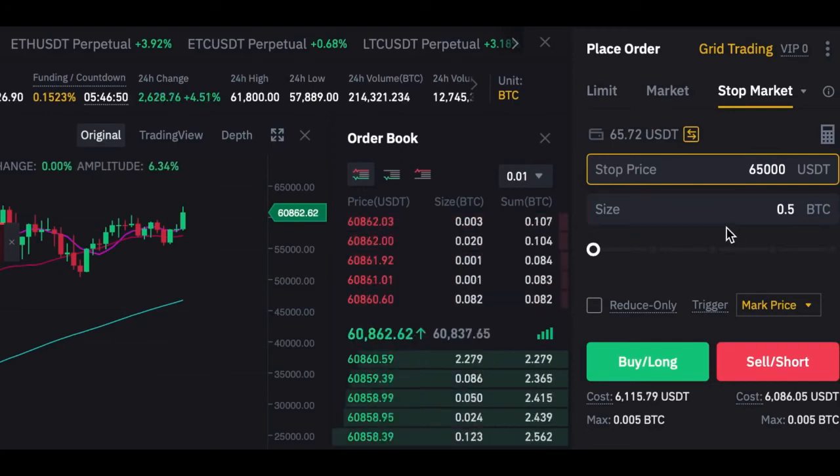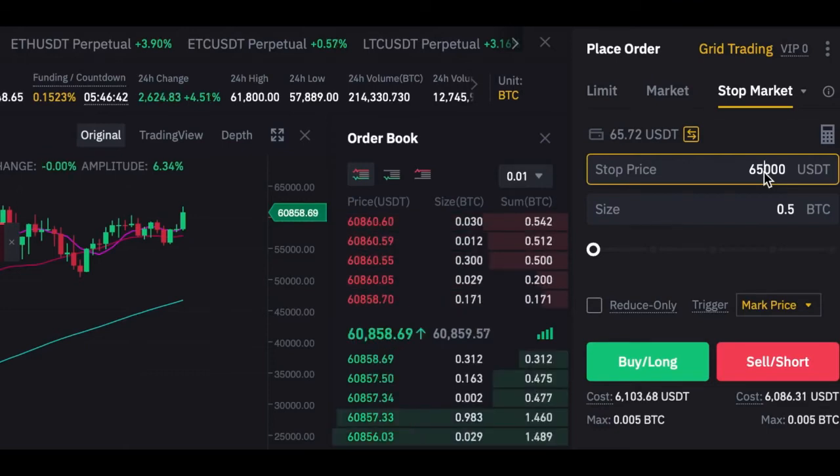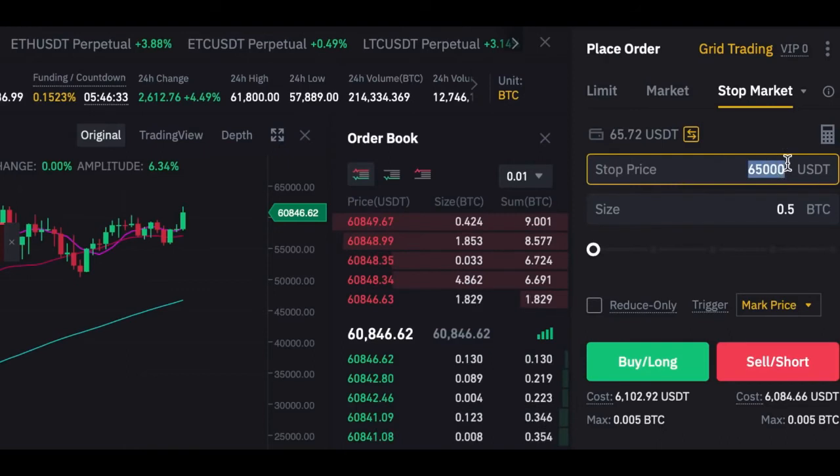No prices are guaranteed here. You might get 65, you might get 64,990, 64,900, you may even get 65,100. It's a market order, so you don't know exactly where you're going to trade, but you're telling the system the price that you want to trigger your market order at.